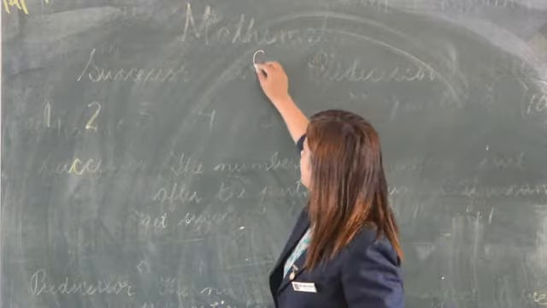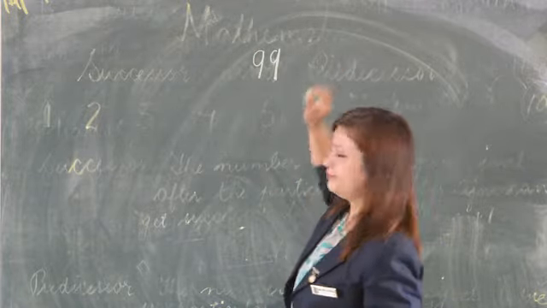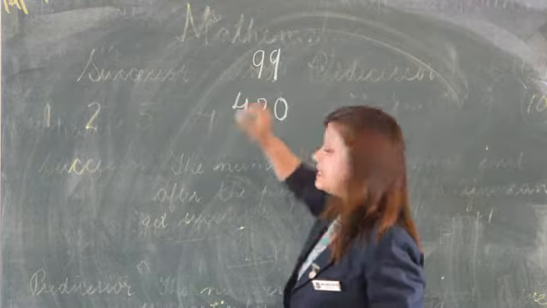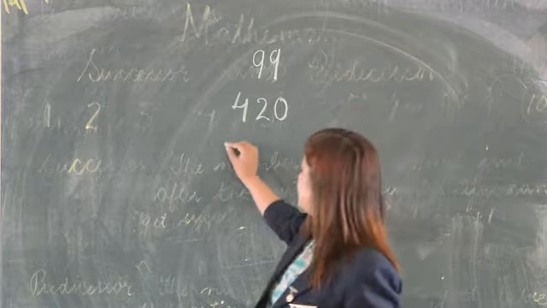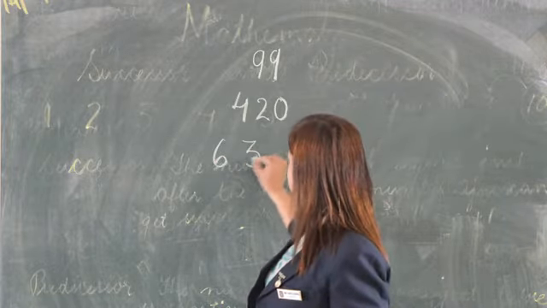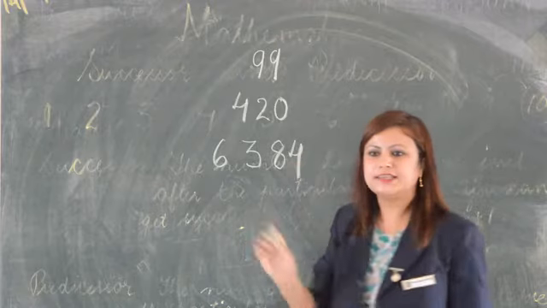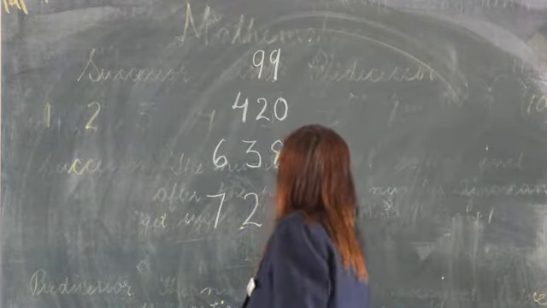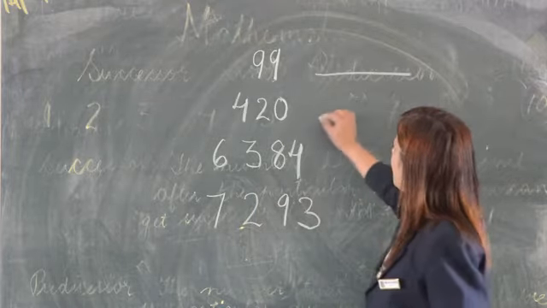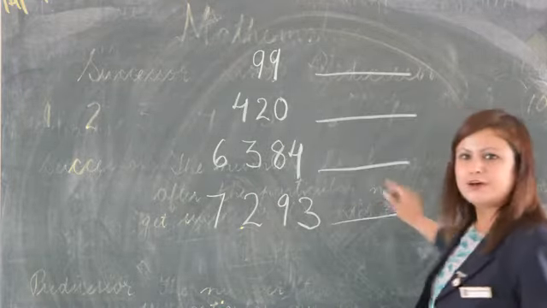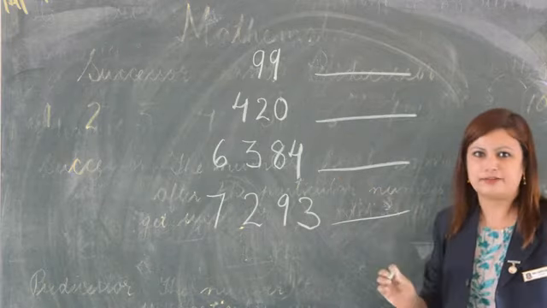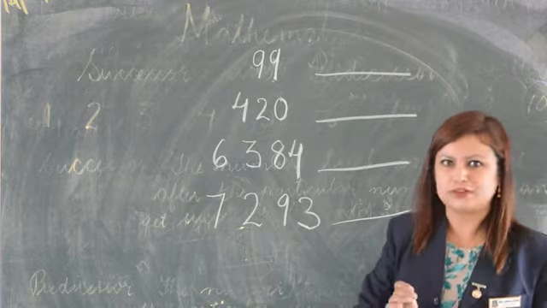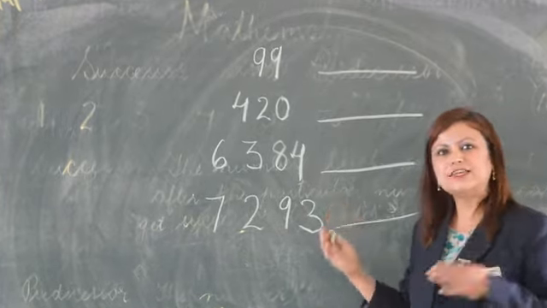Alright. For example, 99. Next number, 420. Next number, 6,384. Next number, 7,293. So children, find out its successor. Let us do it together. You prompt the answer from there, don't take the help of your parent. Try to do it yourself. Alright? So we will do this exercise together.